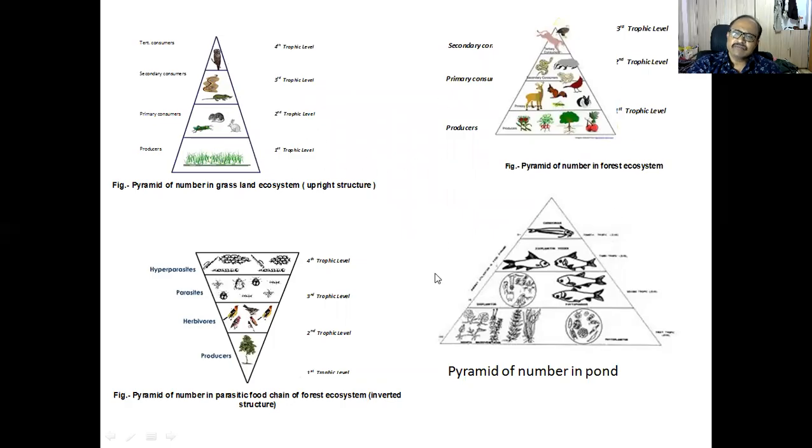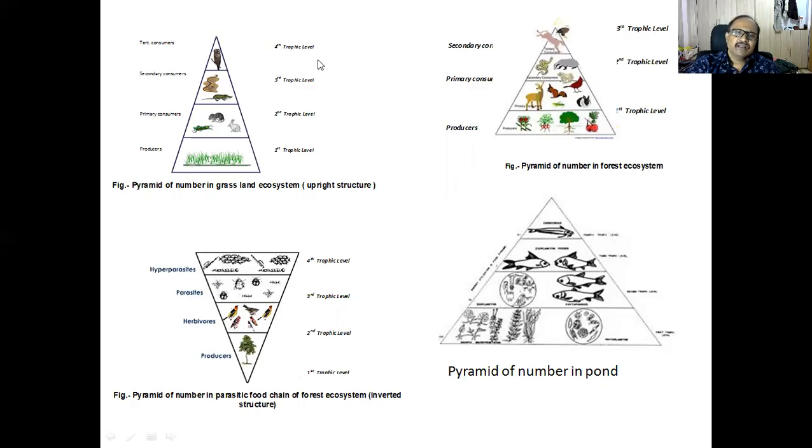In these three ecosystems, the number of plants present in the first trophic level are very much more. Hence, it forms the wide base. ये जो pyramid है इसका base तो wide है, बराबर है. Then the number of primary consumers are lesser than the producers, इसलिए इनका box छोटा है, बराबर. Like that, the number of tertiary consumers, these are very less in number in each ecosystem, grassland, forest, and pond ecosystem. Hence, we have taken this small box for this trophic level.